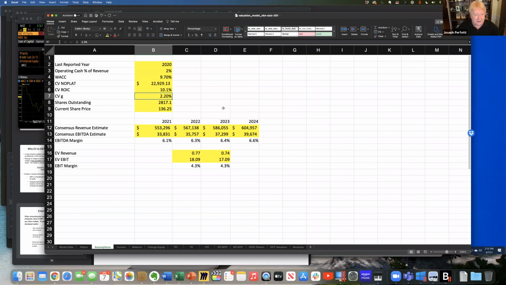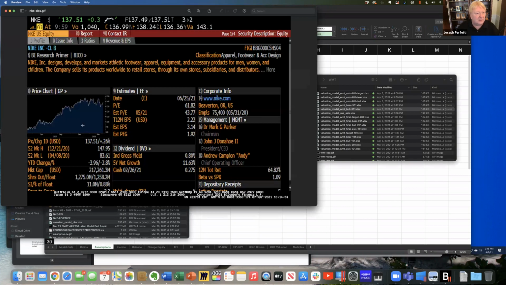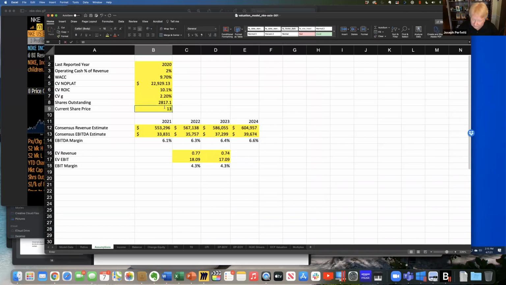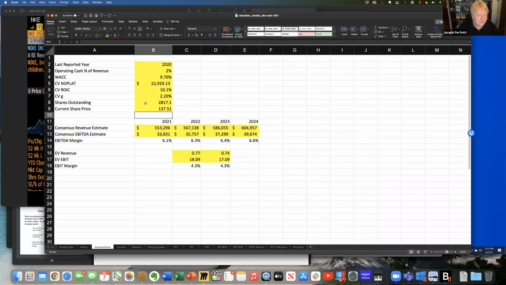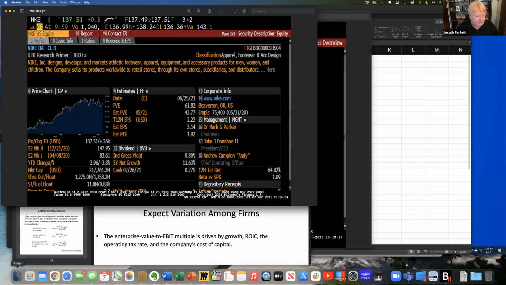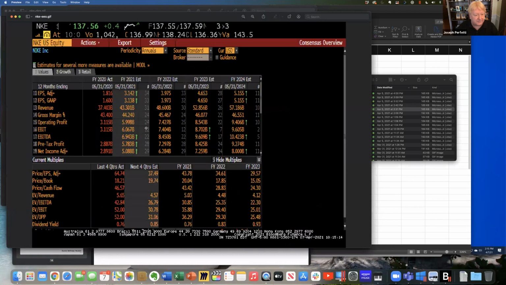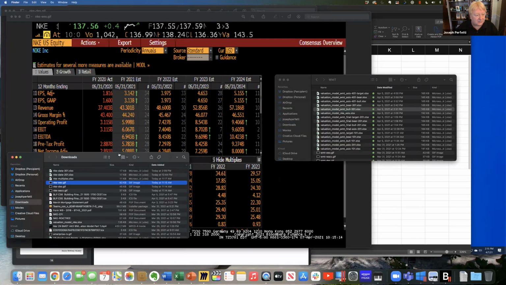Next, we'll talk about G later. I need my share price and shares outstanding. That was off the DES screen. On the DES screen, this morning, the share price was 137.51. And the shares outstanding were 1,275 million. And then off of the earnings estimates, these were the revenue and EBITDAs. So 43,301. Let's start putting that in.